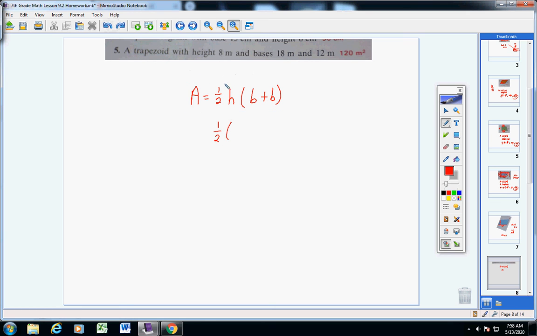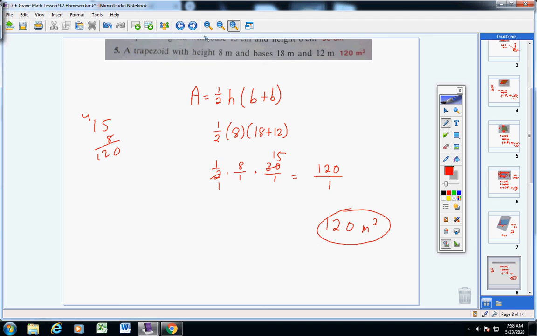Okay. 1 half times the height, which is 8, times my two bases, which are 18 and 12. So I have 1 half times 8 over 1 times 30 over 1. 2 cancels into 30 15 times. And I have 1 times 8 times 15, which gives me 120. And 1 times 1 times 1 is 1. And if you want to see the work over here, 40 carry your 4, 120. So my answer is 120 meters squared.